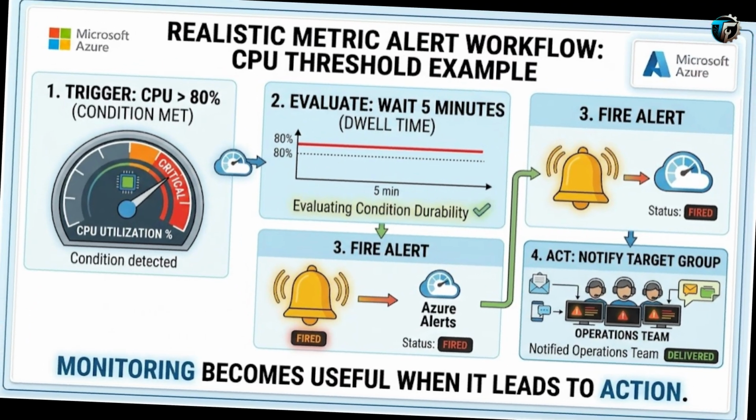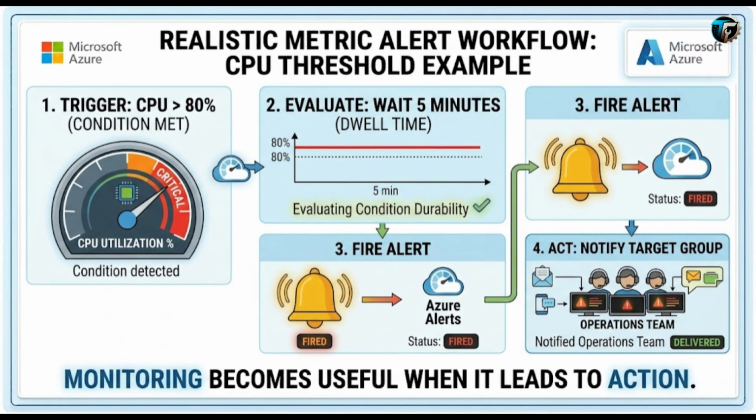Imagine the CPU usage of a server goes above 80%. If it stays that way for more than 5 minutes, an alert is triggered. That alert is sent directly to the operations team, who can investigate and take action. Monitoring becomes useful when it leads to action.